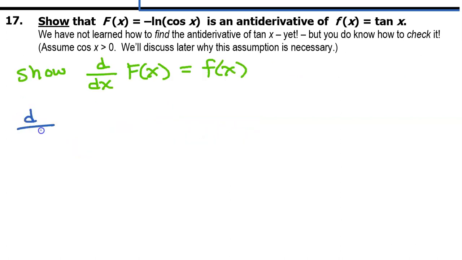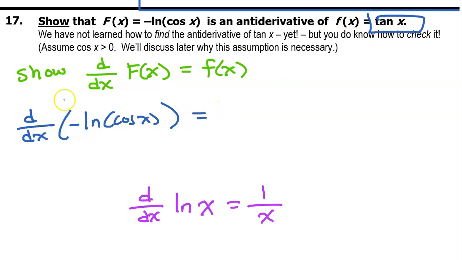So basically, this is what we need to show. So we need to take the derivative of capital F of x. In other words, we're taking the derivative of negative natural log cosine x, and we're just going to see what happens. Hopefully, when all the dust clears, we will be looking at tangent x. Long ago, we learned that the derivative of natural log x is 1 over x. So I see that negative sign there. I'm just going to go ahead and put that down. So I'm moving on to the derivative of natural log something. So that's going to be 1 over something. In this case, 1 over cosine x.